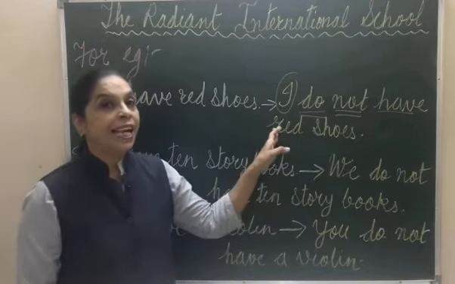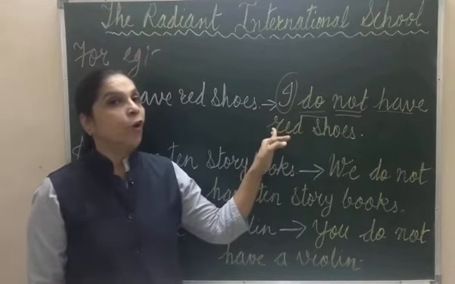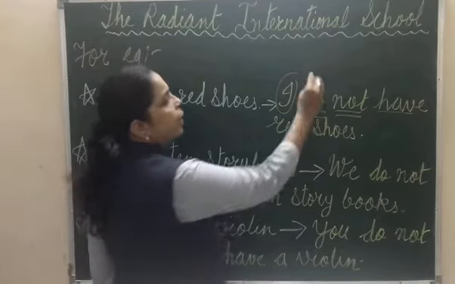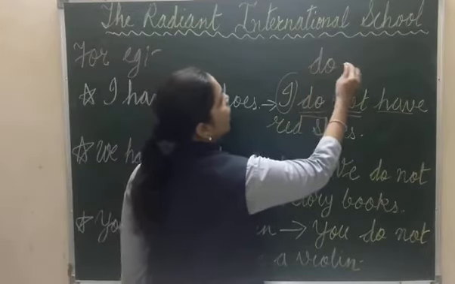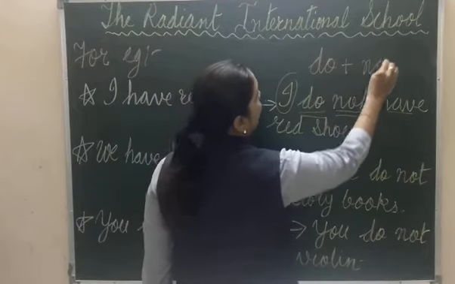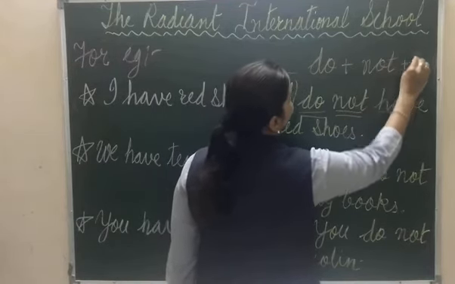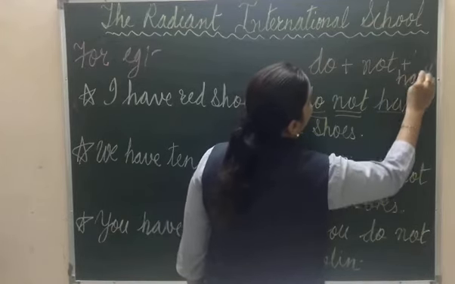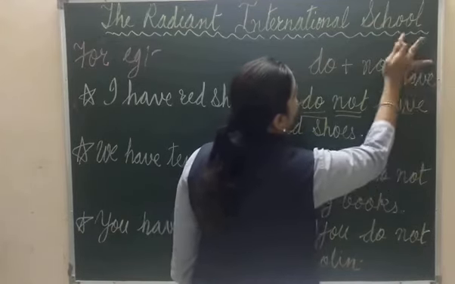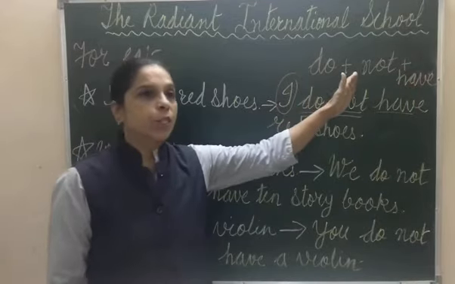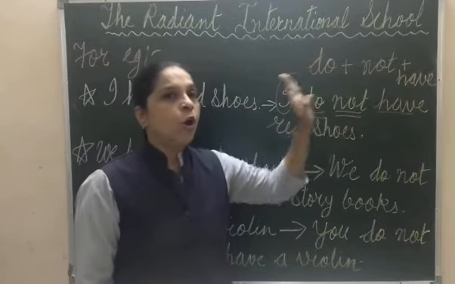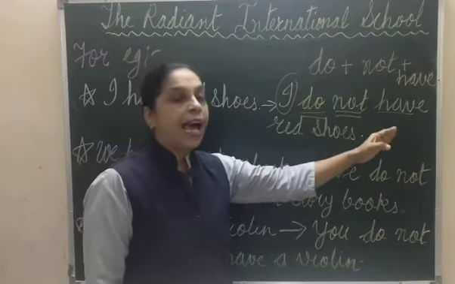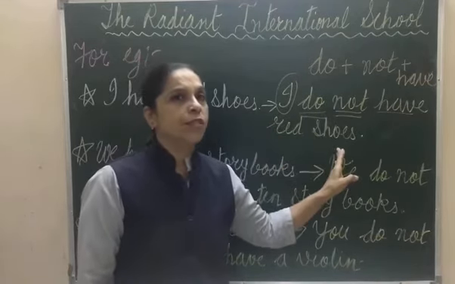Now in this sentence, you understood the formula. Okay, how we have used these words? Do plus not plus have. Okay, do plus not plus have. So negative sentence, I do not have red shoes.